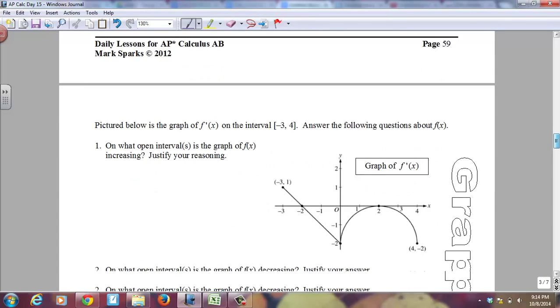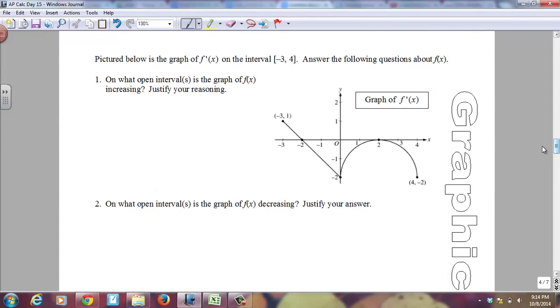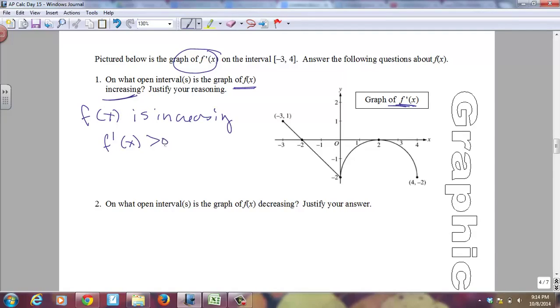Okay, so the graph of f prime of x is on the interval negative 3 to 4. So we want open intervals where the function is increasing. Notice this is the graph of the derivative. So this is not the function, this is the derivative. So f of x is increasing where f prime of x is greater than 0, and is decreasing where f prime is less than 0.